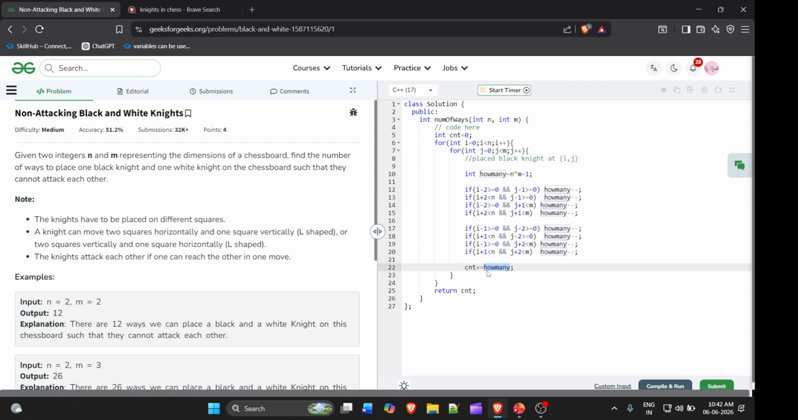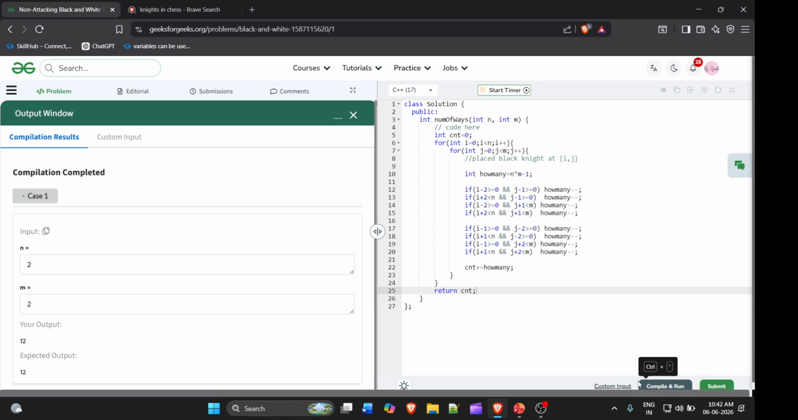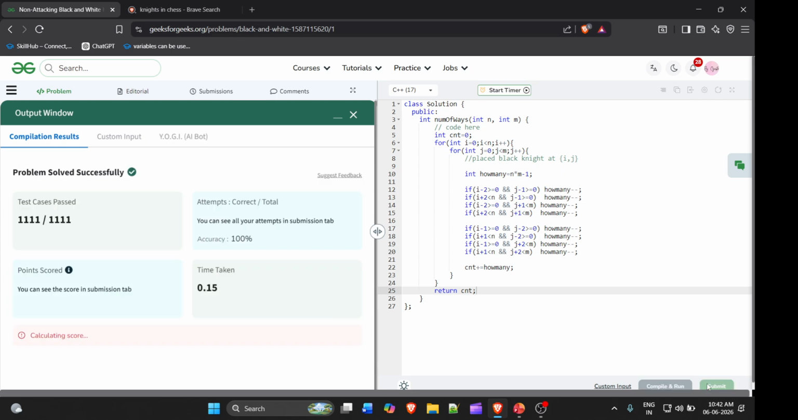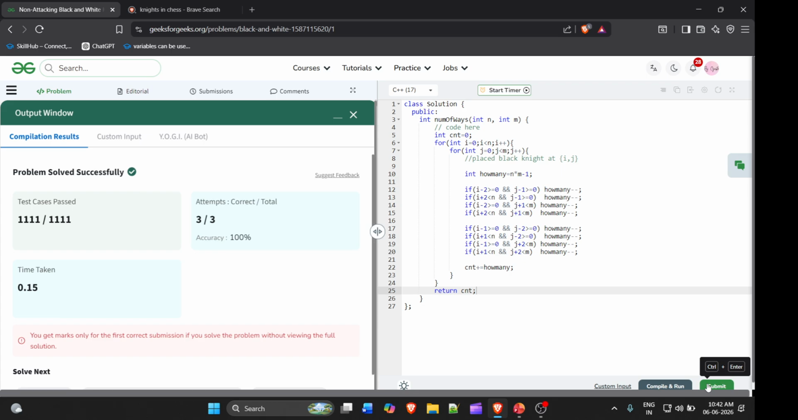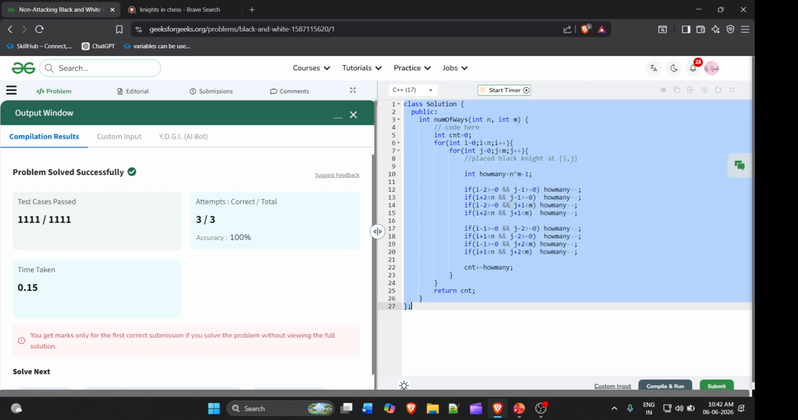At last we add it into our answer, that is the count of the number of possible ways, and at last we return the count. Let's compile and run it. It is working fine. Let's submit it. Yeah, it is also working fine. The time complexity of this code is n square, and there is no space complexity.